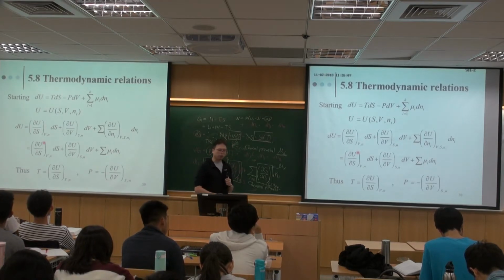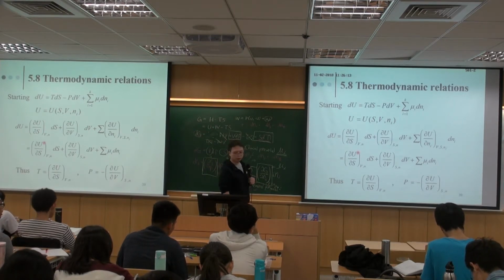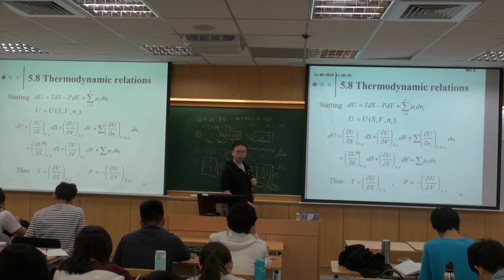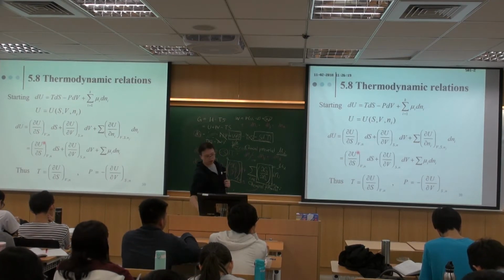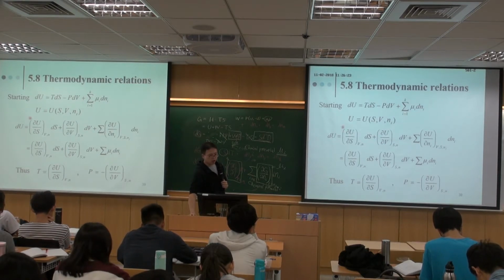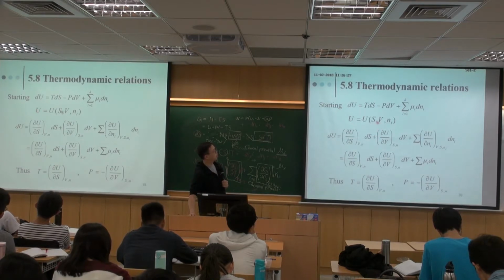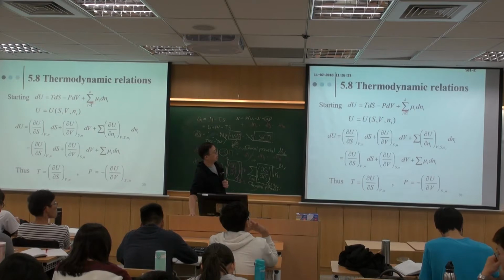So right now we're going to go through some maths. Let us start from the very first expression for the internal energy. dU is TdS minus PdV plus this chemical expression, the chemical work. And we know that, therefore, the internal energy is a function of S, V, and N.